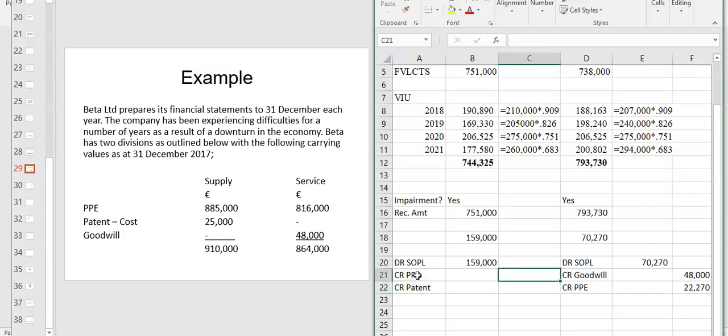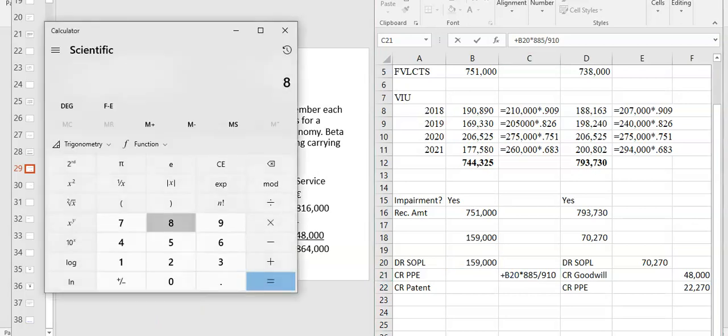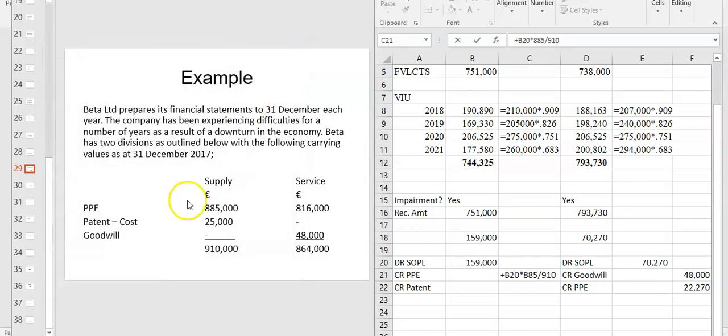And how you do it is going to be 159 times 885 divided by 910. We're taking the pro rata. 885 of 910, which if you do in calculator, about 97% of the assets are property, plant and equipment. So they will get 97% of the impairment.